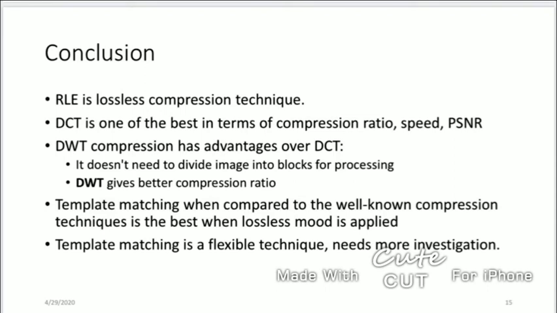It needs more investigation. At least it is flexible in terms of block size, template size, and whether it's lossy or lossless.